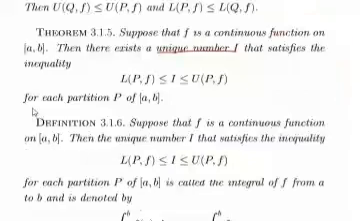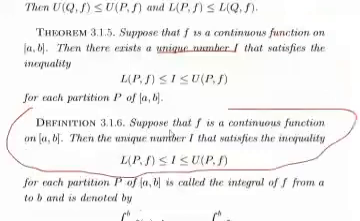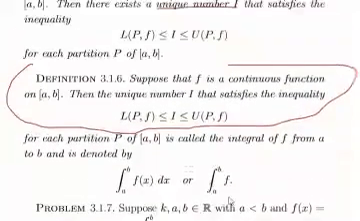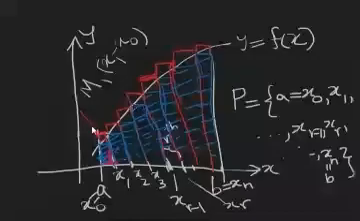Look at this definition here. Suppose f is a continuous function on this closed interval AB, then the unique number I satisfies the inequality. So it is clear that the unique number is this one. We understood from this picture that there exists a number in between the upper sum and lower sum of f corresponding to this partition, right? Which is very clear now.